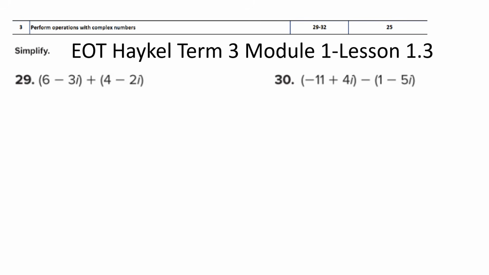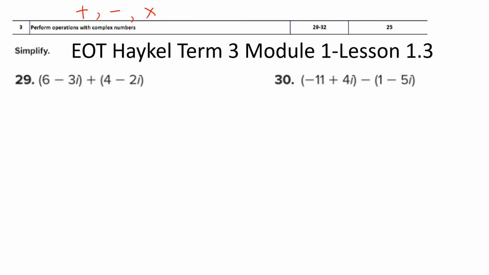In today's session, we will be solving from your EOT booklet for Term 3, Grade 10 Advanced, Module 1, Lesson 1-3 questions. So this is learning objective number 3, where you perform operations with complex numbers. In this video, we are going to be covering question 29 to 32 from page 25 of your math book. So let's get started. We'll be covering all the operations one by one. We'll start with addition, then subtraction, then multiplication. So let's begin with the first question.